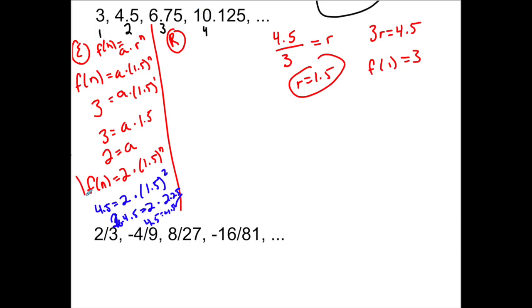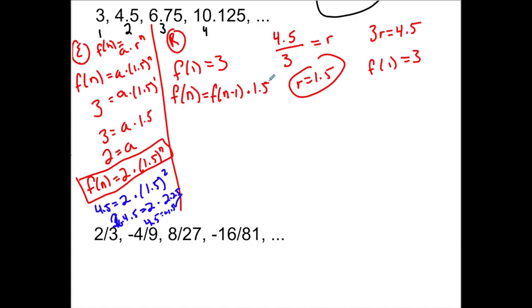Okay? So this is our explicit rule. Okay, recursive. First, state the first term. Then every other term is equal to the one right before it times 1.5. So the first term is 3. Every other term is the term before it times 1.5. And remember, hopefully you've caught on by now and you've seen the only thing that is changing is the 3, because it starts at 3, and 1.5 because that's the number I'm multiplying.